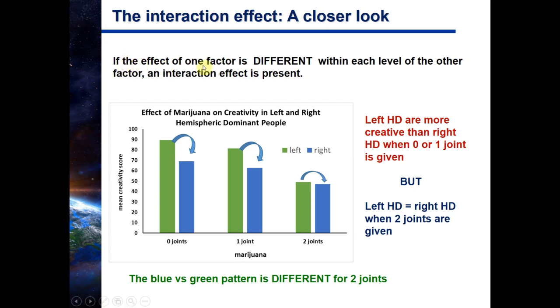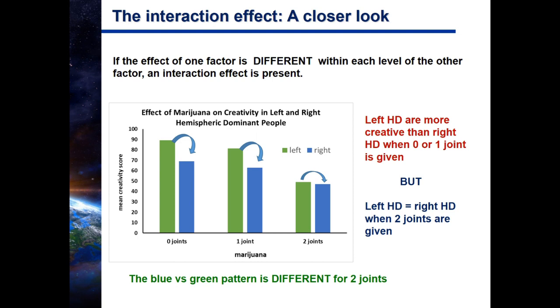If the effect of one factor is different for each level of the other factor, an interaction effect is present. Now, this doesn't necessarily mean that it's significant. You have to look at your ANOVA output, look at the F value for the interaction, and more specifically, look to see if that F value is significant. So if the sig value for your F is less than 0.05, or 0.01 if you want to be conservative, then you can say the interaction effect is in fact significant.